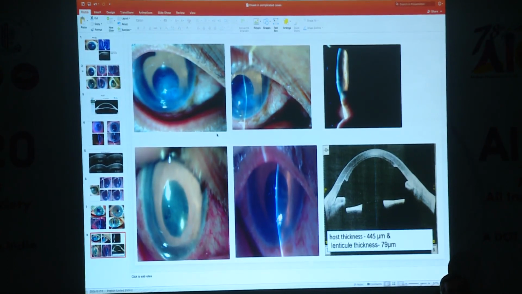Any problem if you do DSEK with an ACIOL without vitreous? If the ACIOL is there and you are doing DSEK, any issue? Make sure that the pupil becomes small. That is one thing you have to make sure. The pupil becomes small and the AC is reasonably deep. The AC has to be deep to do that.